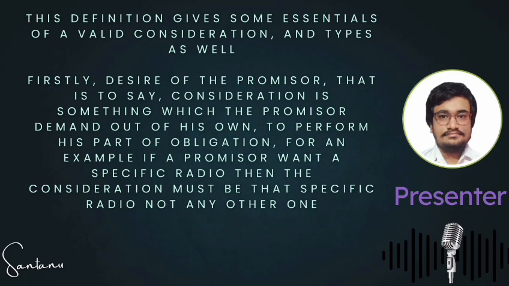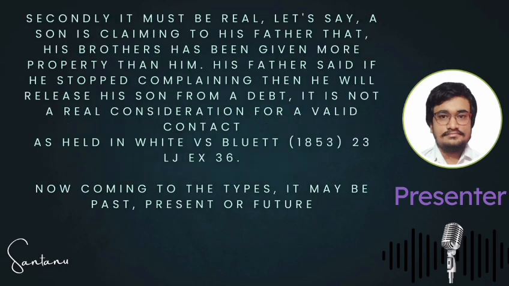This definition gives some essentials of a valid consideration and the types of consideration as well. Firstly, desire of the promisor. That is to say, consideration is something which the promisor demands of his own accord to perform his part of the obligation. For example, if a promisor wants a specific radio, then the consideration must be that specific radio, not any other one. Secondly, it must be real.